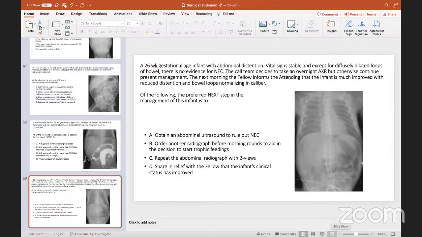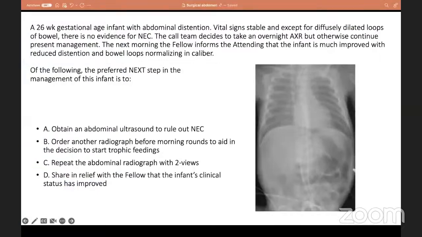abdominal ultrasound to rule out NEC. B, order another abdominal X-ray before morning rounds to aid in the decision to start trophic feeds. C, repeat the abdominal X-ray with 2 views. And D, share in relief with the fellow that the infant's clinical status has improved. So this is the last question. Which is the next step in the management of this baby? A common scenario as well. If you can identify in the X-ray what is wrong, then it is easy.